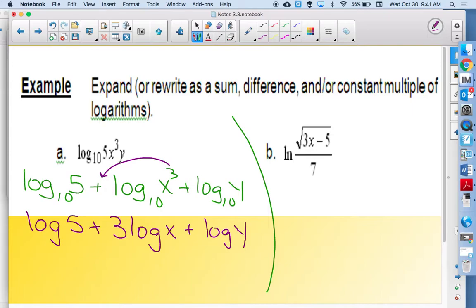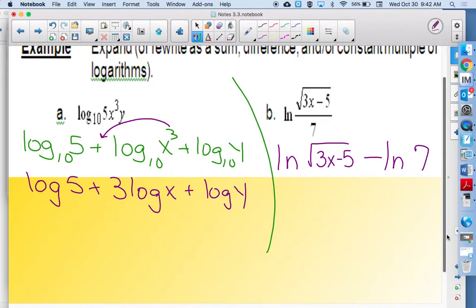So letter B says the natural log, it doesn't matter if we have a log or a natural log, properties are the same. Square root of 3x minus 5 and then divide it by 7. So Emma Humphrey, what do you think you would do there? Okay, so division means separate it, expand it into subtraction. The whole square root stays together. What else can we do to continue to expand it? We're not done. Okay? Throw 1/2 in front of natural log.